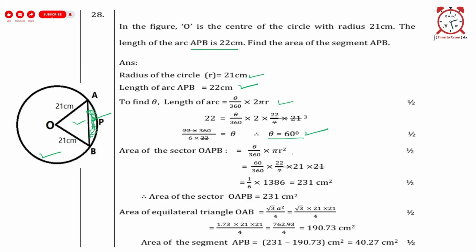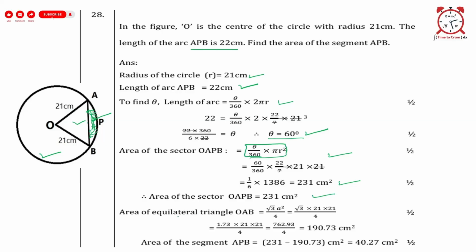So first of all we will find the area of the sector by this theta. So it will be 231 centimeter square. Also, observe properly, this is the formula to find the area of the sector.